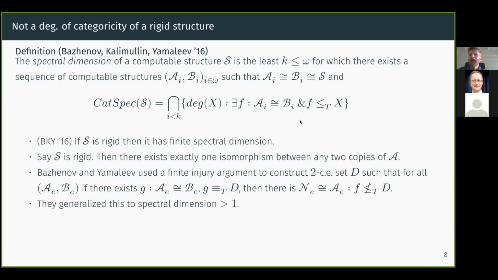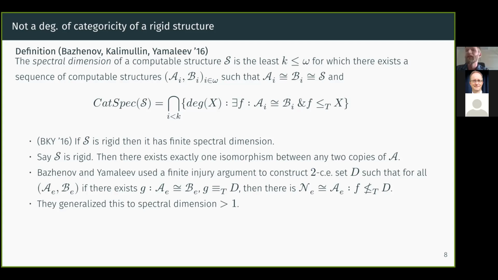And so what Bashenov and Yamalev did, they used the finite injury argument to construct a 2CE set D, such that for any two computable structures A_e and B_e, if there is a computable isomorphism between A_e and B_e that is Turing equivalent to this set D that's being built, then they build a new computable structure N_e and an isomorphism F between N_e and A_e which is not Turing below D. So D cannot be the degree of categoricity, right? Because this F basically tells you that D cannot compute an isomorphism between N_e and A_e.